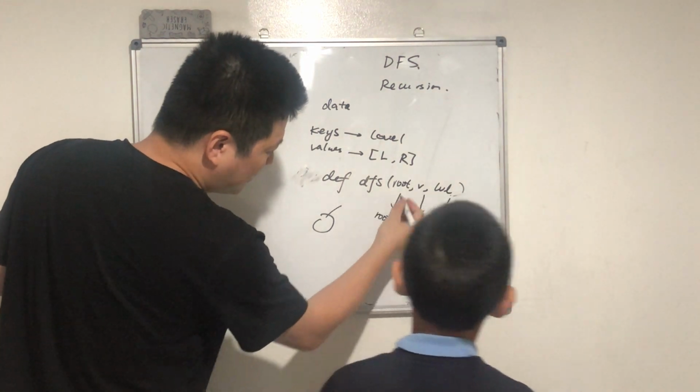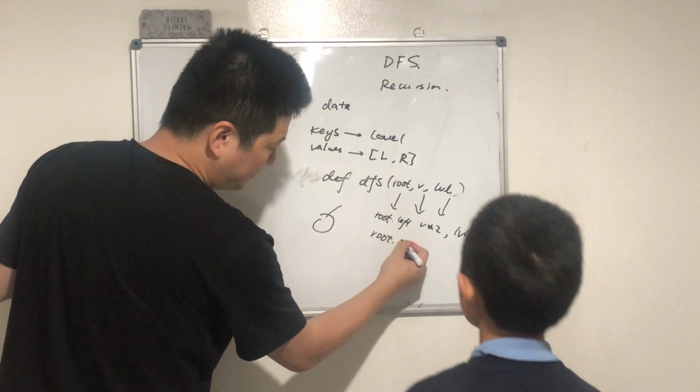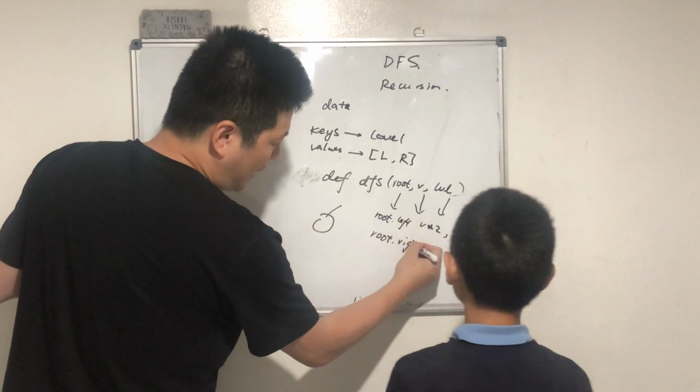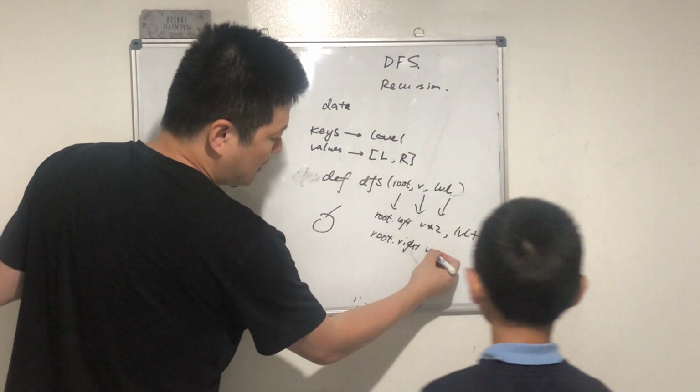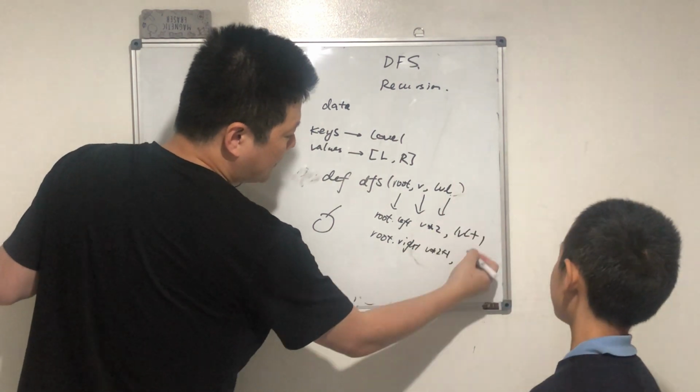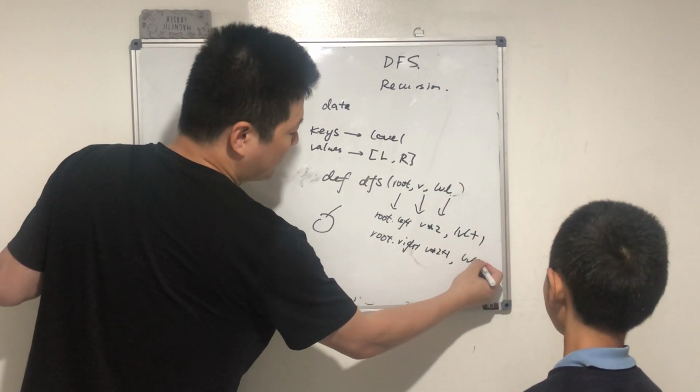Plus 1. Okay. And we go to the right, root of what? Root dot right. And what happened to the v? V times 2 plus 1. And what happened to the level? Level plus 1.